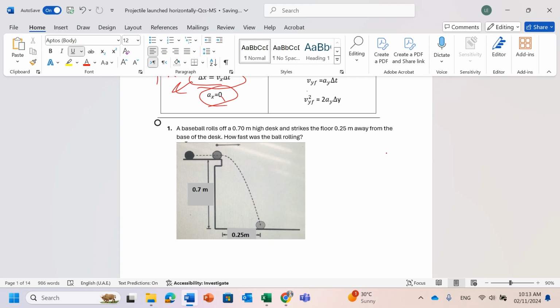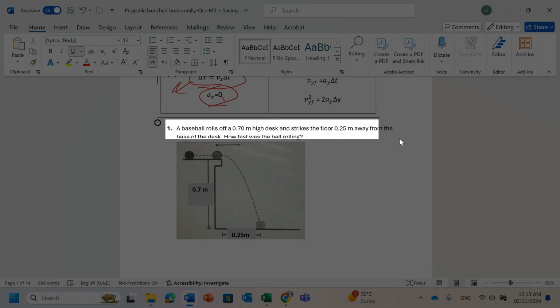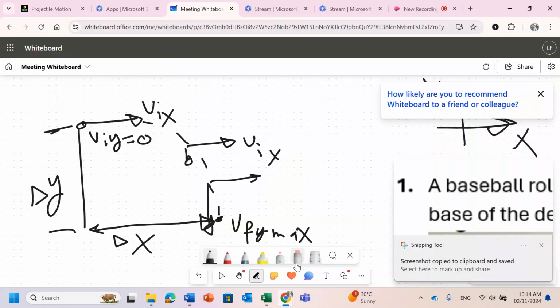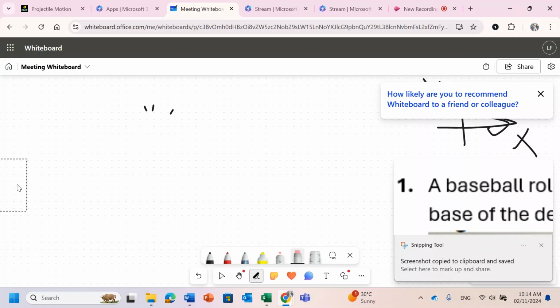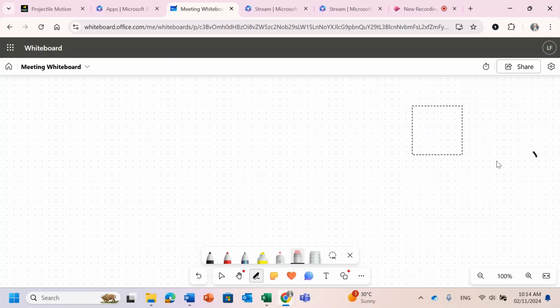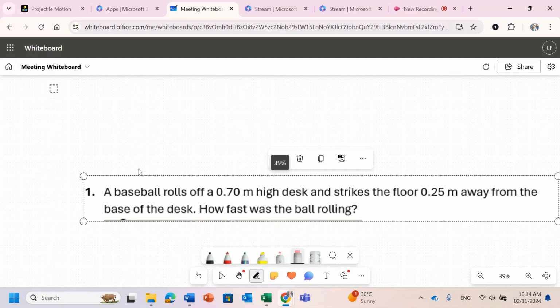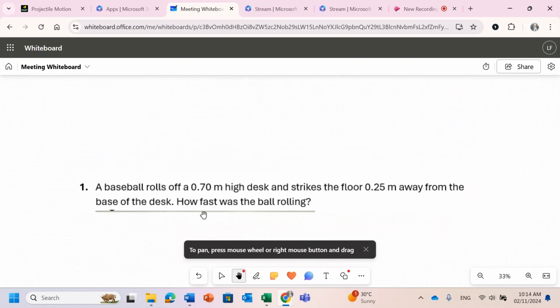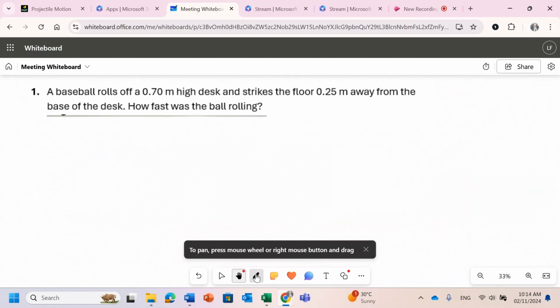Here we have a base. Let me take the question, screenshot, and paste it here. So we have a baseball that rolls off a desk of 0.2 meter height. So this is the height of the baseball.